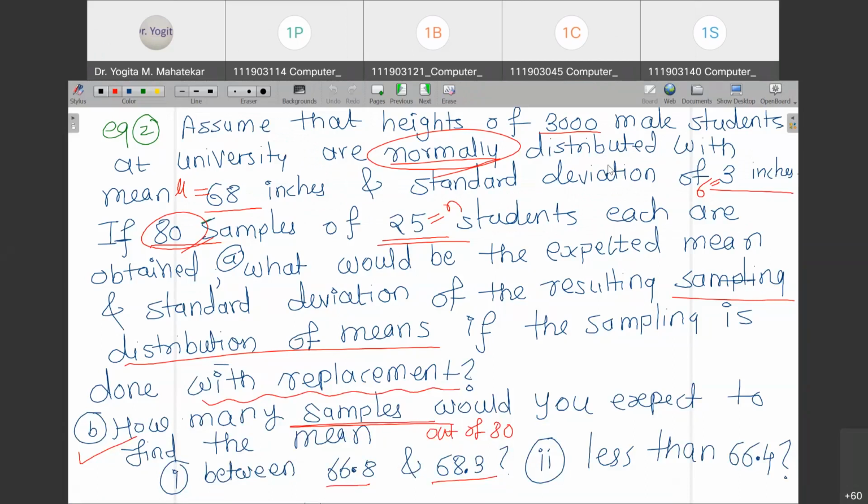Heights of 3000 students are normally distributed with mean equal to 68 inches and standard deviation of 3 inches, and 80 samples of size 25 are obtained. What would you expect the mean and standard deviation of the resulting sampling distribution of means to be, if sampling is done without and with replacement? You can solve the same example without replacement also. In the present situation, we are solving it with replacement. Have you completed this example?